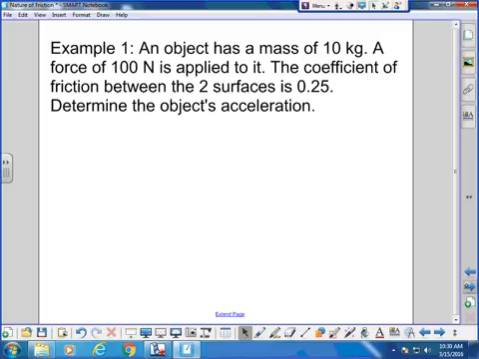Okay, so I got 3 examples for you here. Example number 1. An object has a mass of 10 kilograms, a force of 100 newtons applied to it. The coefficient of friction between the two surfaces is 0.25. Determine the object's acceleration. I should make a little note here that the mu value, let's just go back to here.